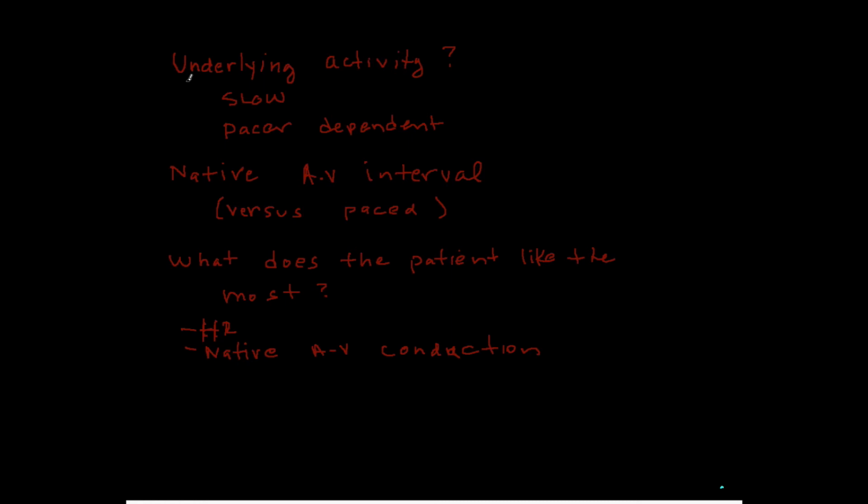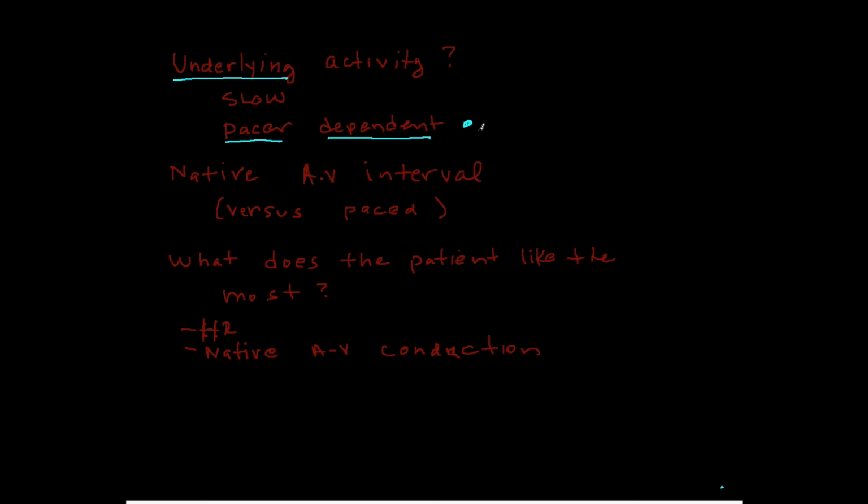To review, the most important thing is when you come upon someone that's wearing a pacemaker, they could be hemodynamically stable and it could be totally fine, but you've got to understand their underlying activity. Are they just a slow patient that's being paced, or are they really pacer dependent? Is the underlying rhythm asystole or something dangerously low, either with high degree heart block or just a very, very slow ventricular escape rhythm?